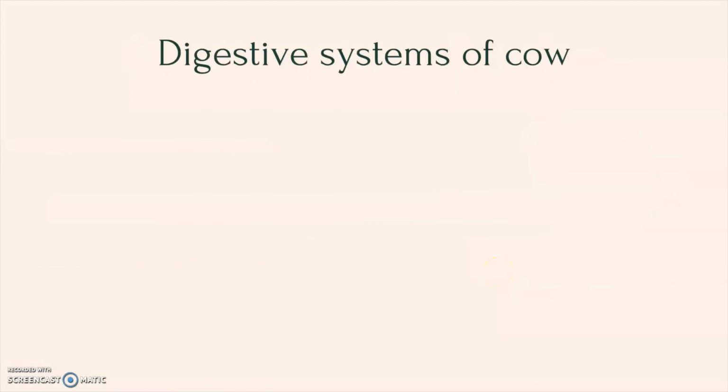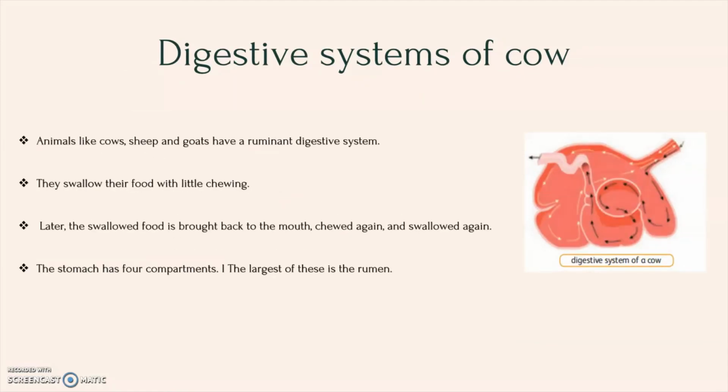Next, digestive system of cow. Animals like cows, sheep, and goats have a ruminant digestive system. They swallow their food with little chewing. Later, the swallowed food is brought back to the mouth, chewed again, and swallowed again. The stomach has 4 compartments. The largest of these is the rumen.